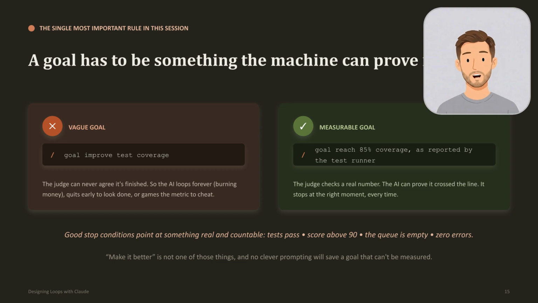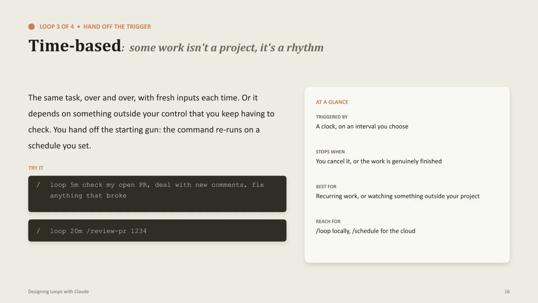The most important rule: a goal must be measurable. Avoid vague instructions like, make it better. Instead, aim for objective, countable targets, such as test pass rates or speed scores, because the AI cannot prove it met a vague goal. Now let's talk about time-based loops.